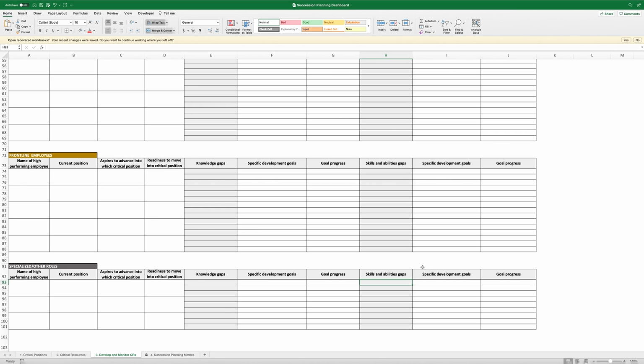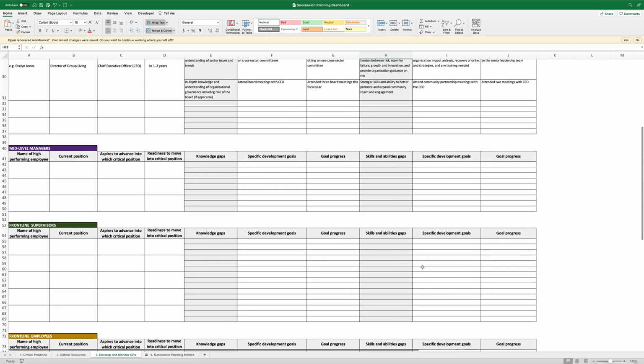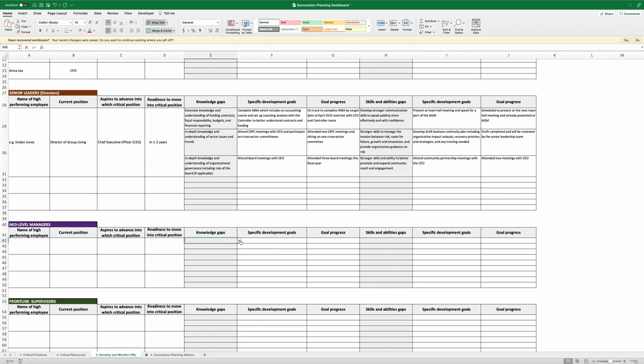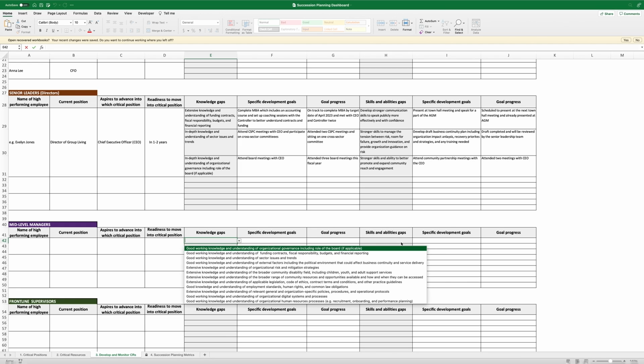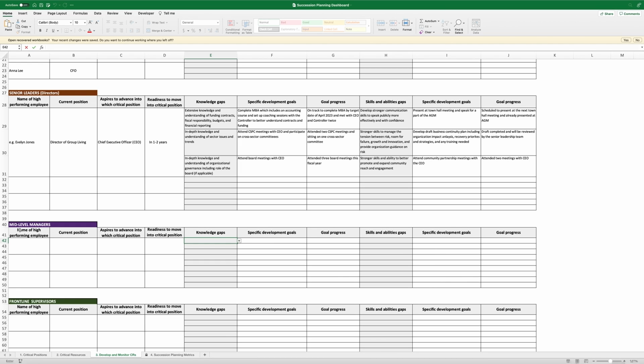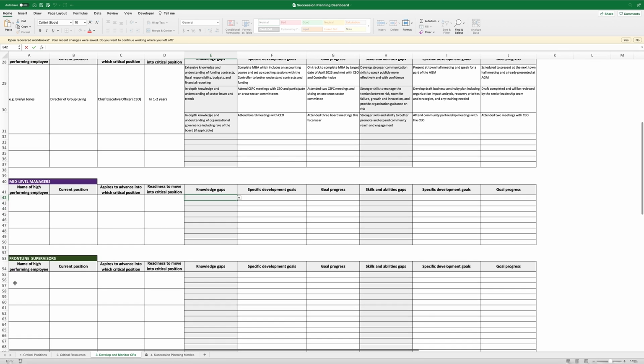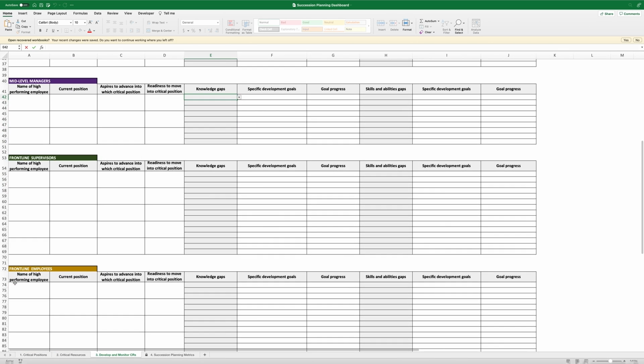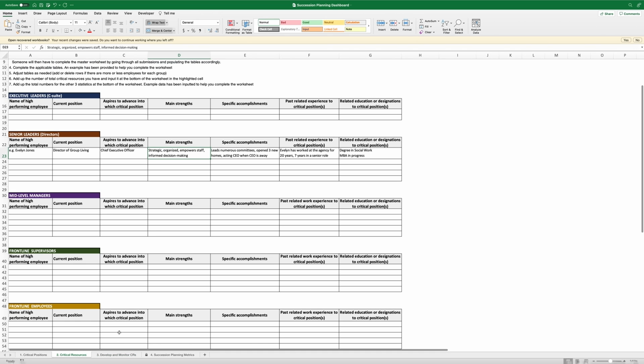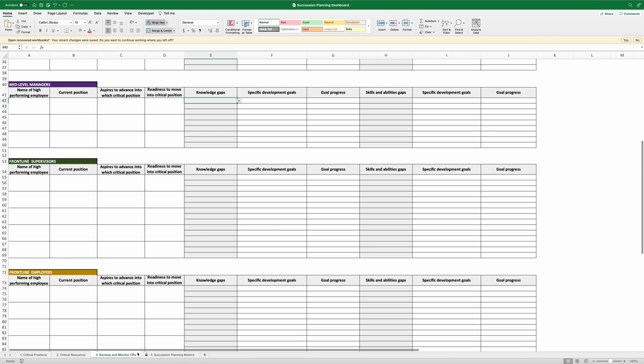Other knowledge, skills, and abilities may be required for each level, but the ones listed on the lists were selected because they tend to be the ones that require the most development for advancement in this sector. Adjust tables as needed by adding or deleting rows if there are more or less employees for each group. Please note that the Critical Resources worksheet is used to identify why they have been included on the list, such as their strengths, accomplishments, and qualifications. While this worksheet is to be used for identifying the gaps and learning and development goals, so the CRs are ready for advancement into a critical position.